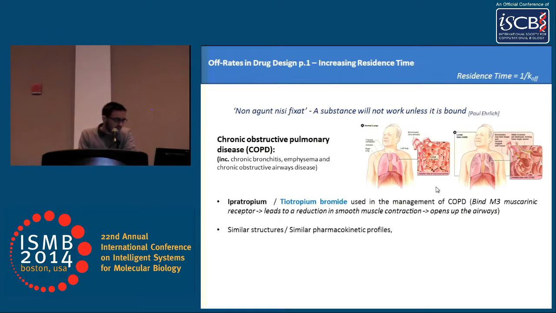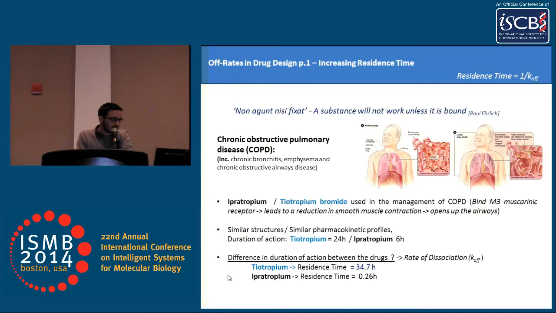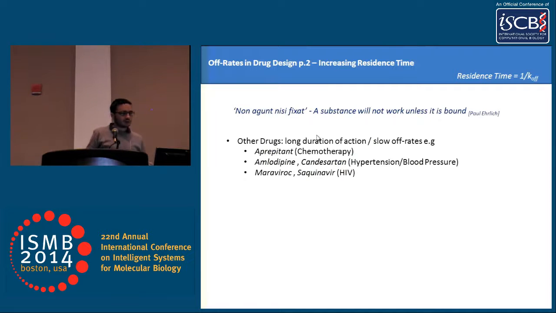Now, what is interesting about these two drugs is that they have very similar structures and very similar pharmacokinetic profiles. But the difference is that tiotropium has a duration of action of 24 hours, which makes it the drug of choice because it can be administered once a day. The key thing here is that this difference in the duration of action is down to the rate of dissociation, where tiotropium has a higher residence time. Basically, the residence time can be calculated as 1 over the off rate. There are several other examples where the long duration of action is related to slow off rates.